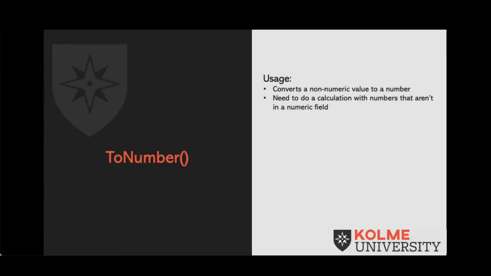This function is used when you need to convert a non-numeric value to a number. So this is usually used when you need to perform a calculation with numbers that aren't in a numeric field. So for a standard text field or a pick list field, Clarizen can't perform calculations on those values without first converting them to a number? Exactly. And the syntax is very simple. You put ToNumber, and then you put the value you want to convert inside of the parentheses. Yeah, that does sound simple.